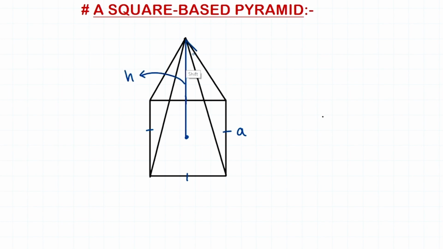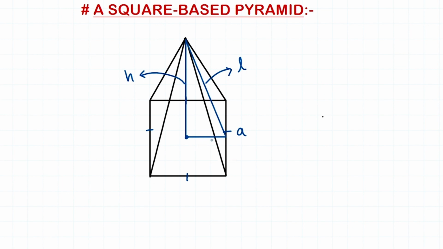And then if we join this top of our pyramid to the center of the sides of our square, then we get another height of the pyramid, okay? And this height is called the slant height, which is usually represented by L. You can denote this by S, but we are just going to assume this as L for our video, okay? So we have our sides of the square A, the main height as H, and then the slant height as L.